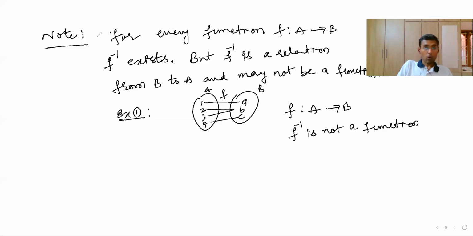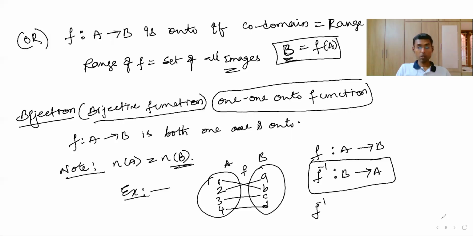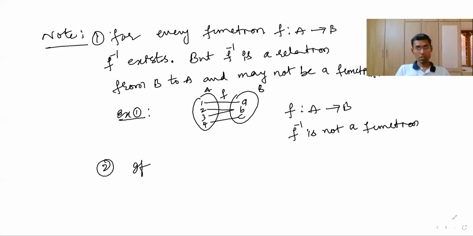But if you see, that's what we discussed in the previous one. F is a function from A to B, and if f is a bijection, then f inverse is a function from B to A. F is a bijective function, then f inverse is a function from B to A. Yes or no? Okay, that's what is the next one.